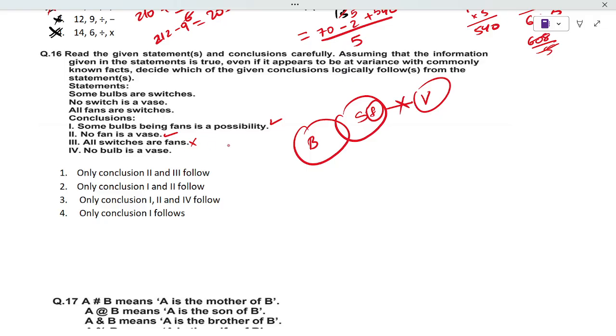No bulb is was. Bulb and was can touch or no? Yeah, we can touch without violating the statement. Bulb and was can touch. We can do this also, because we're not violating the statement, right? So they can touch. That means that's false. If they can touch, it's false. So here only 1 and 2 follow. That's the right one.